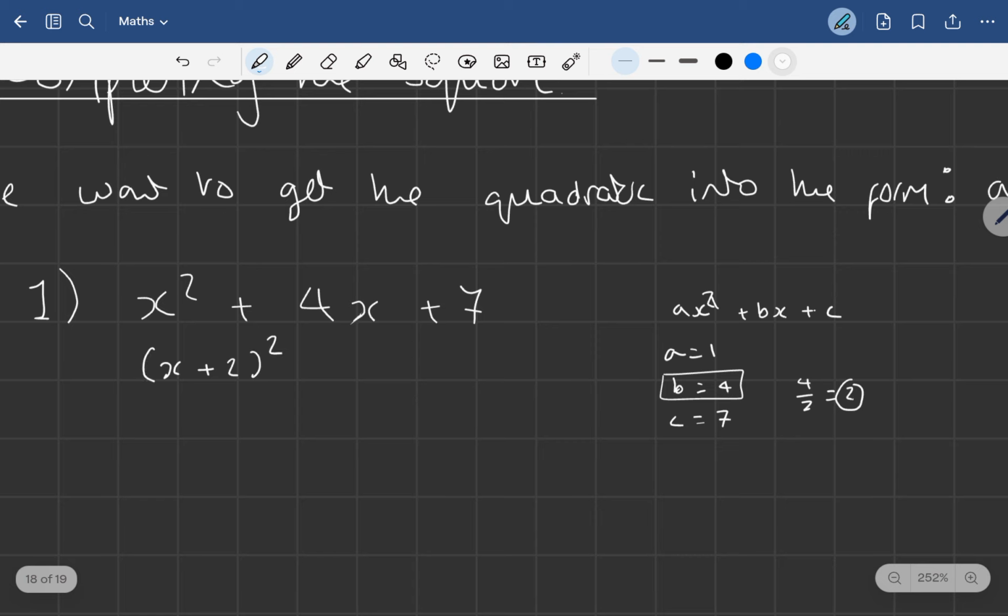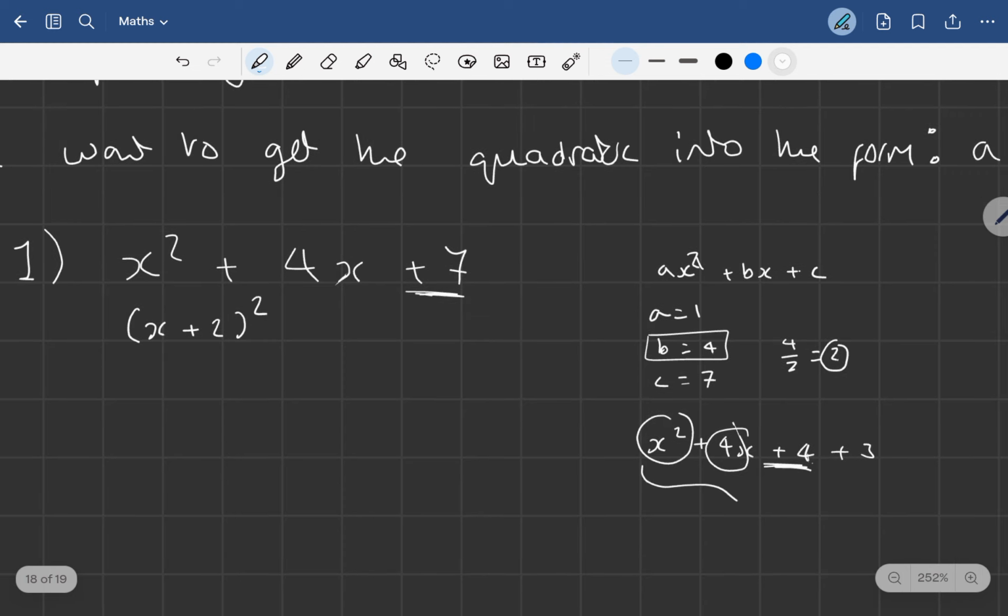Now let's quickly expand this. If we expand it, we get x squared plus 4x plus 4. And look, we have the x squared part from the original equation, and we have the 4x part from the original equation. However, here we have a plus 7, and here we have a plus 4. So in order to go from x plus 2 squared to the original question, we have to add 3 more to the end. Look, so this part right here is equal to the x plus 2 squared. And we have to add 3 more to get the original equation. So I added 3 more.